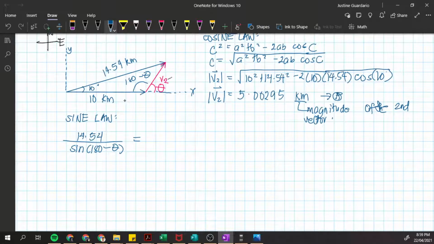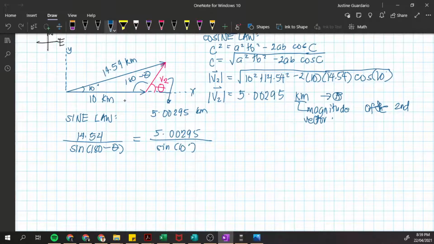my vector 2. So, this vector 2, we already solved the length of vector 2 as 5.00295 kilometers. Now, we'll just substitute that here, 5.00295, because we know the angle opposite to it, which is 10, so this is over sine 10 degrees. So basically, this 14.54 over sine of 180 minus theta.